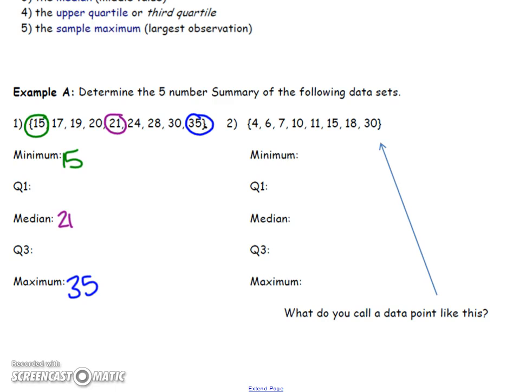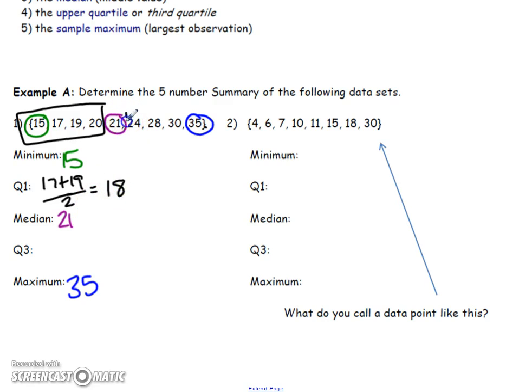Okay, now a review to find quartile 1. We're going to look at the numbers that are below the median and find the middle of that group. We have 4 numbers in this group, so I need the middle or the average between 17 and 19. So 17 plus 19, and then divide that by 2 because there are 2 values. And so quartile 1 comes out to 18.